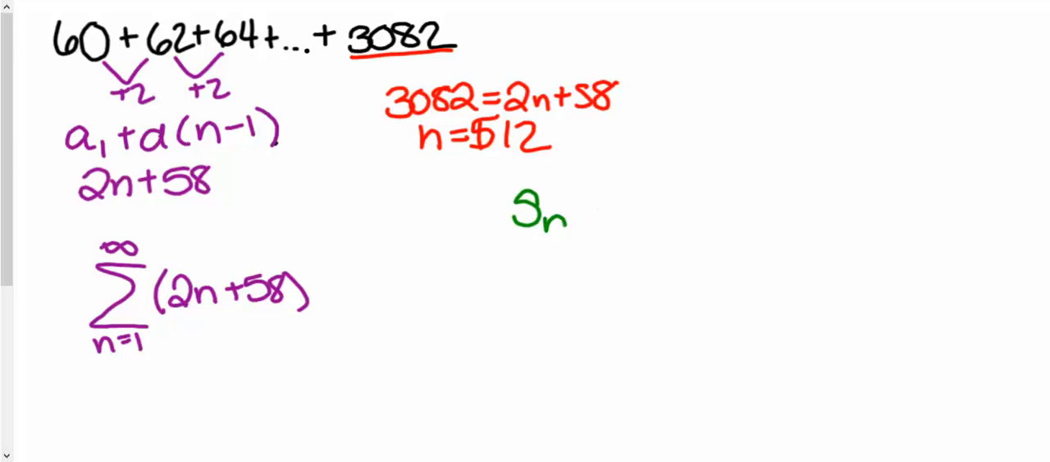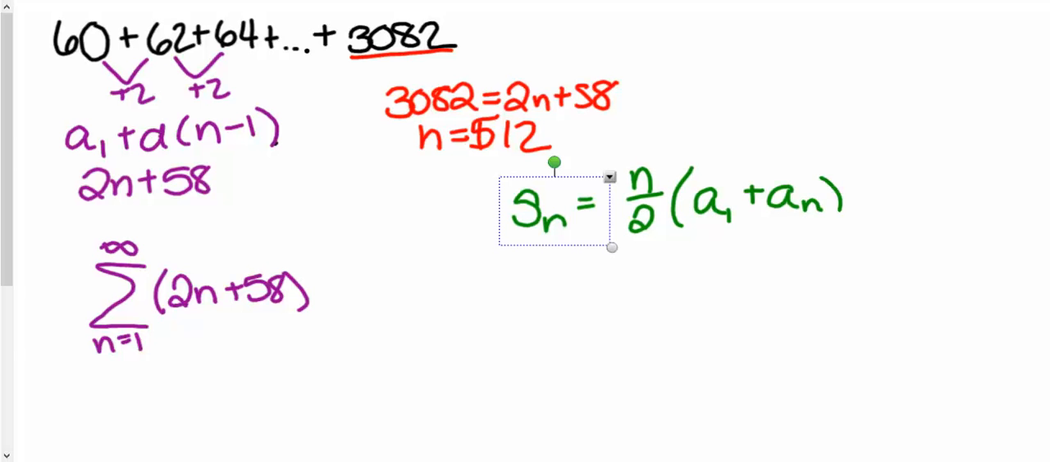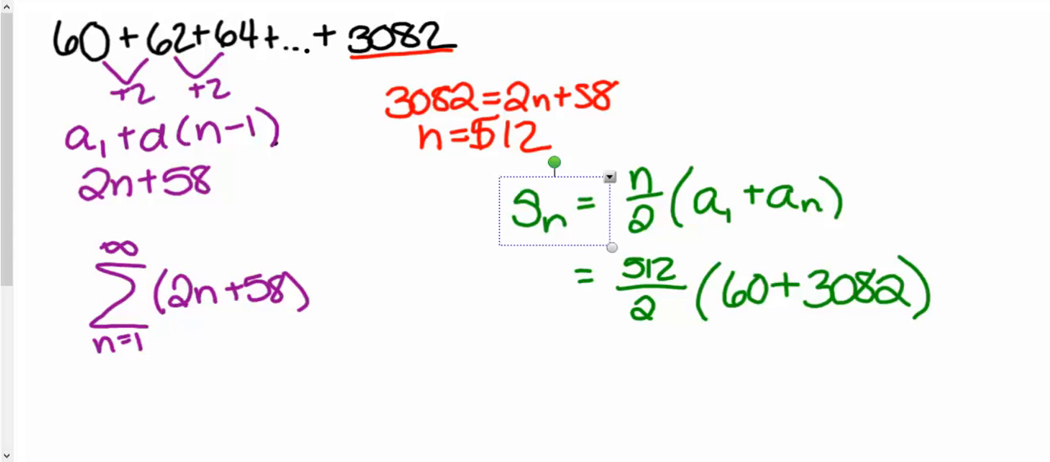So if I come over here, my formula for an arithmetic sequence is n over 2 times (a sub 1 plus a sub n). Or in other words, how many terms we're summing over 2, and then the sum of the first term and the last term. So in this case, I've got 512 terms. The first term, or if I plug in 1 into this equation, is 60. Plus the last term, or if I plug in 512 to this equation, I get 3082. If I plug all this into the calculator, I get that my answer is 804,352.